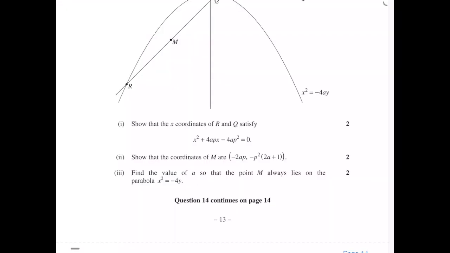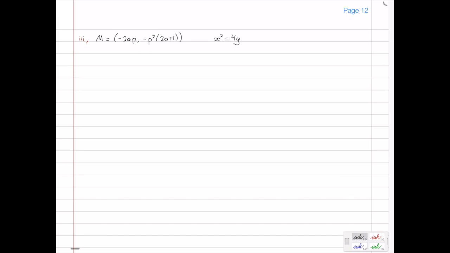Now for part 3. Find the value of a so that the point M always lies on the parabola x squared equals minus 4y. Alright, so here's our equation for the parabola, x squared equals minus 4y, and this point M has to always satisfy that equation. That means that the x-coordinate and the y-coordinate of M should satisfy this equation. We should be able to substitute it in and it should be fine.